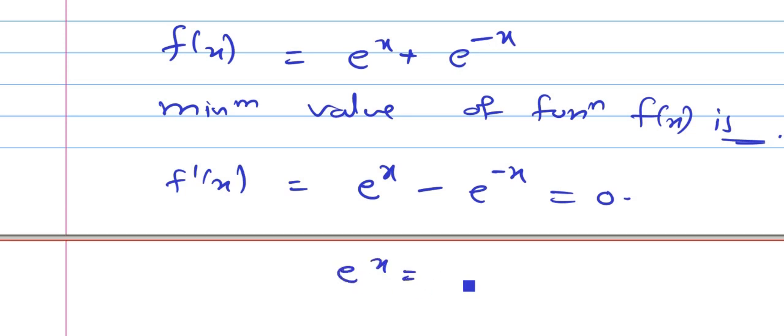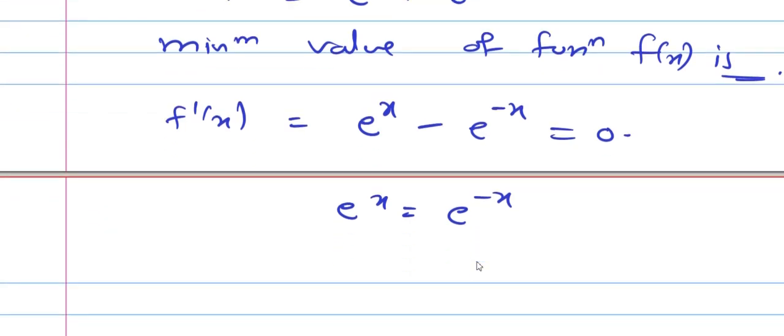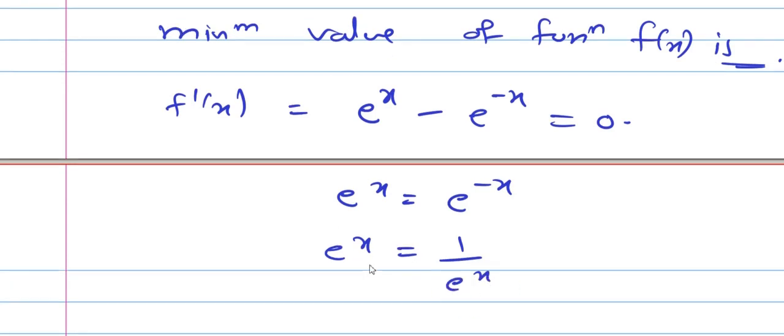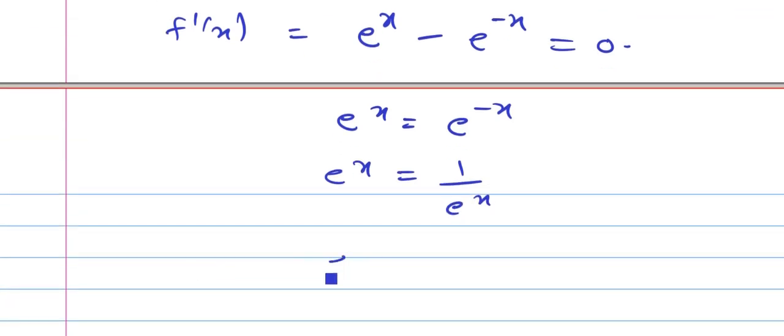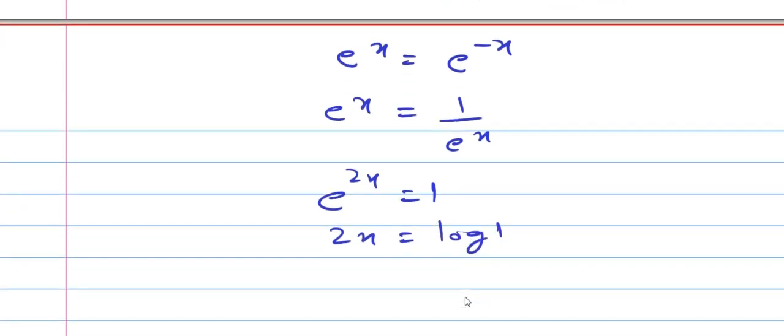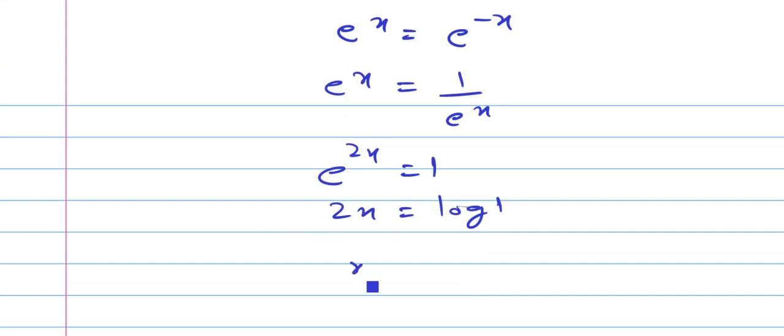So e raised to x equal to e raised to minus x. So e raised to x equal to 1 upon e raised to x. So e raised to 2x equal to 1. Take log both sides. So 2x equal to log 1. Log 1 value is 0. So x equal to 0. So this is the stationary point.